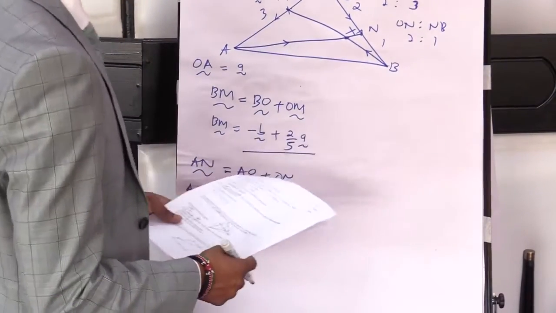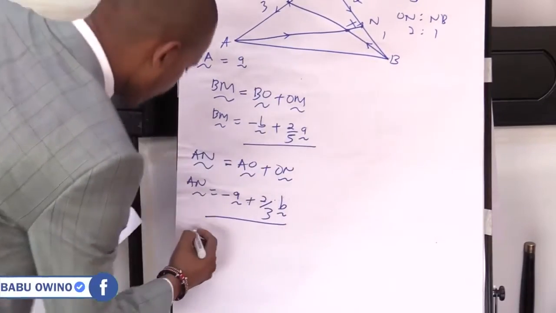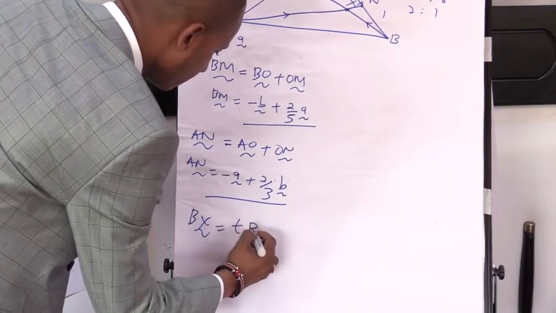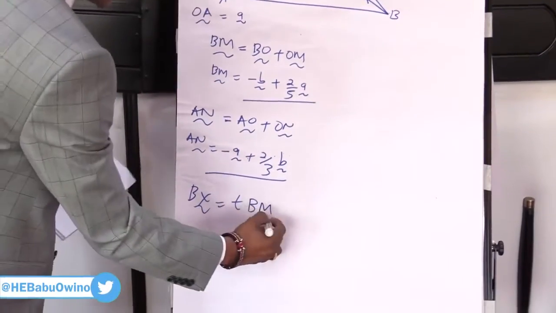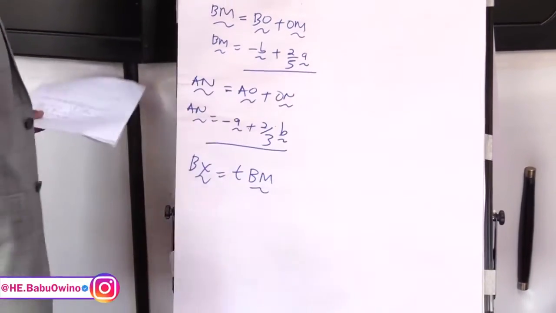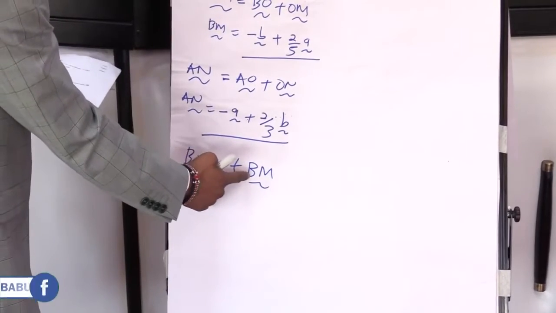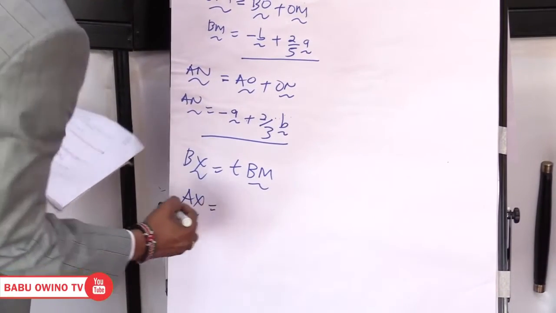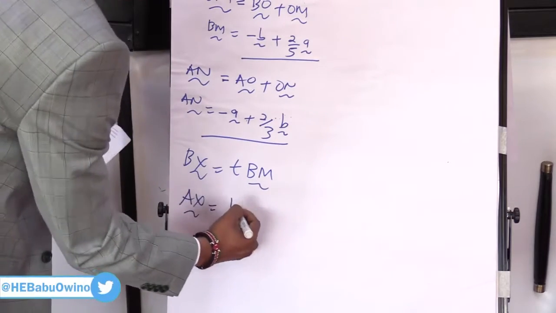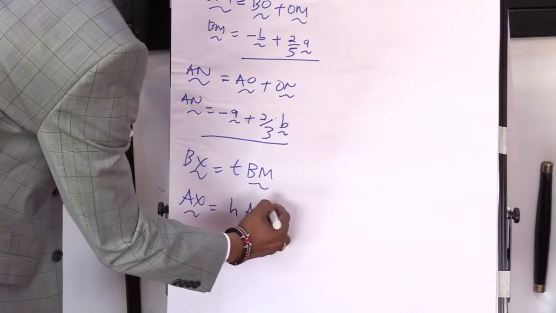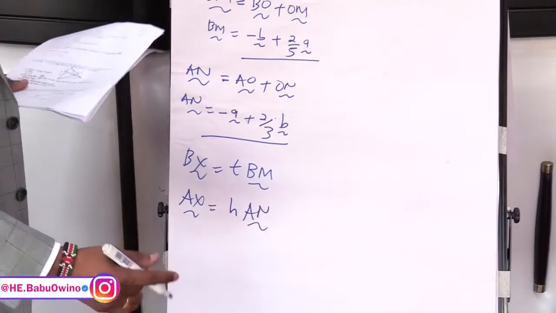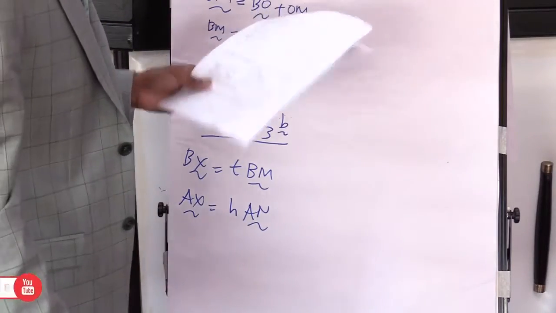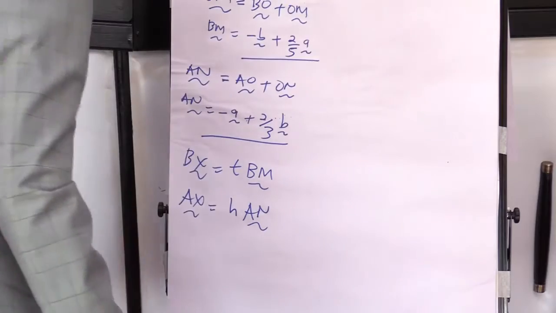By taking BX, BX equals T of BM. Be careful here. Just follow the instructions and it will lead you to your answer. BX is equal to T of BM, where AX equals H of AN, where T and H are scalars. Express OX in two different ways. Express OX.